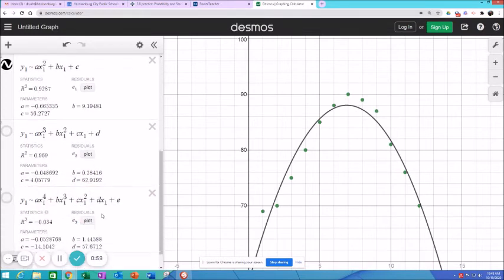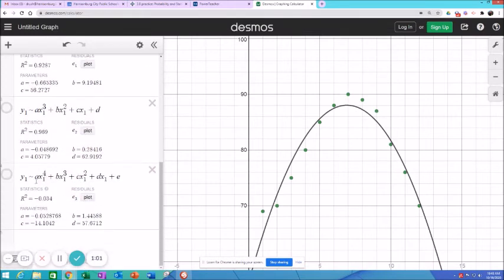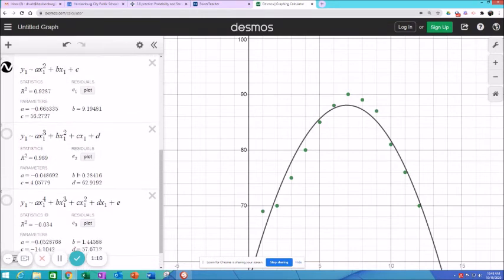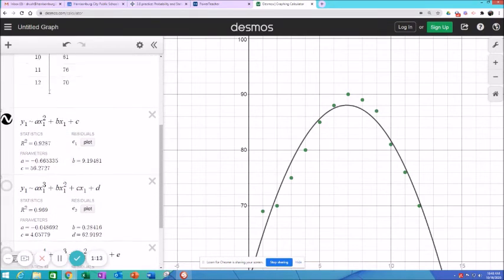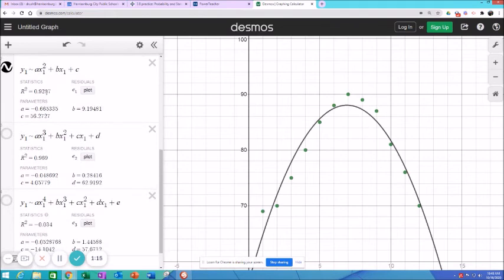Let's see which one we think makes the best fit. This one has an r squared of 0.9. The closer we can get this to 1 or negative 1, the better. That means the tighter fit. So if you're looking at this one right here, it's not a bad fit. It's definitely not bad. It's 0.92, almost 0.93.